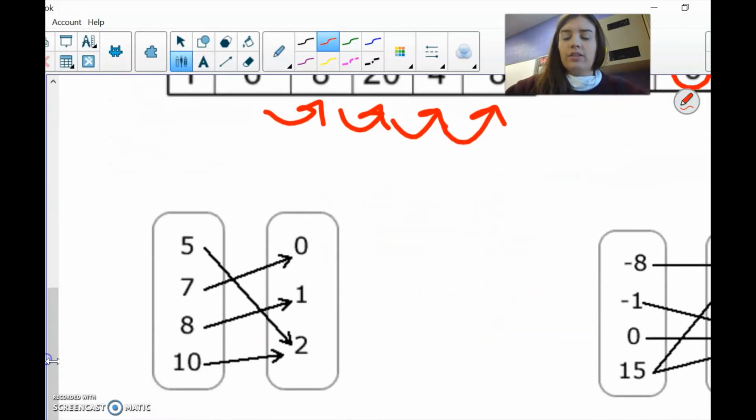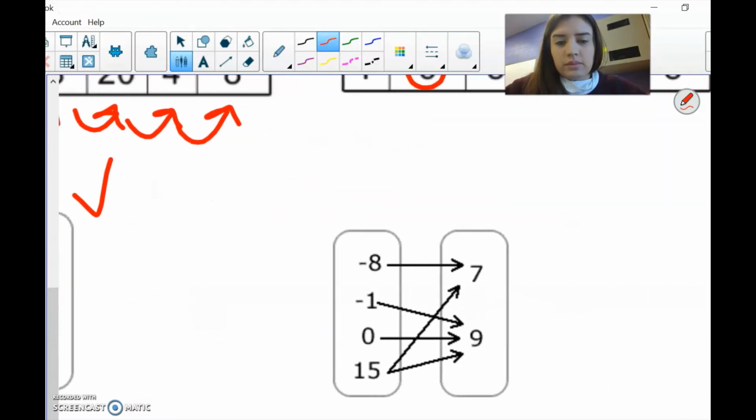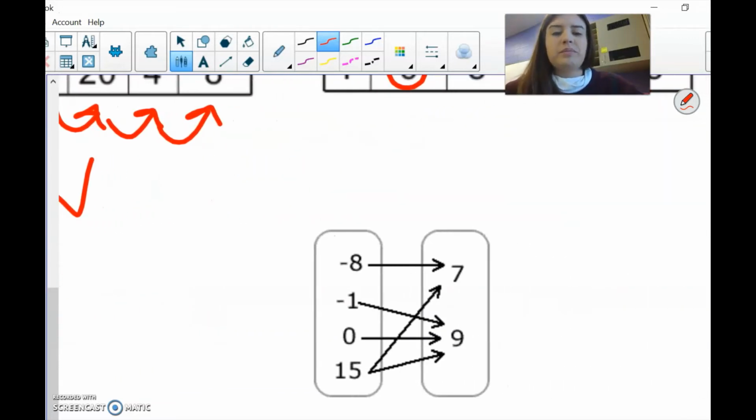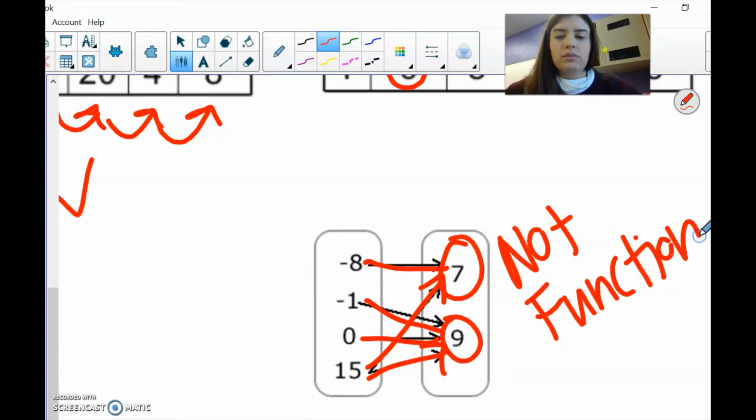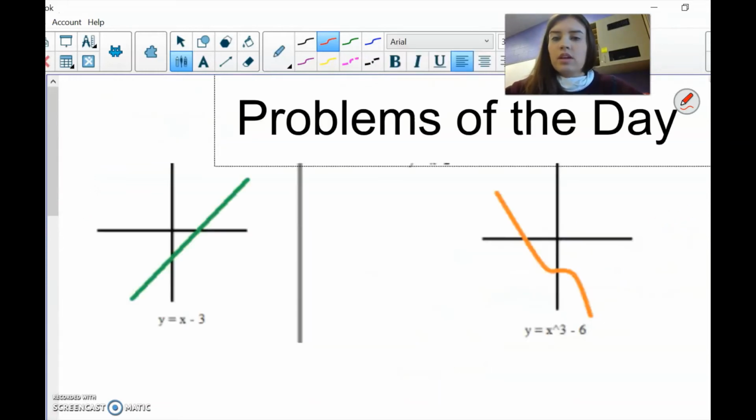Now we're going to check down here. Is this a function? Absolutely. Every input has only one output. We look to our right. Is this a function? Absolutely not. You can see 15 has both 7 and 9. This is not a function. Okay, let's check what else we have to look at.